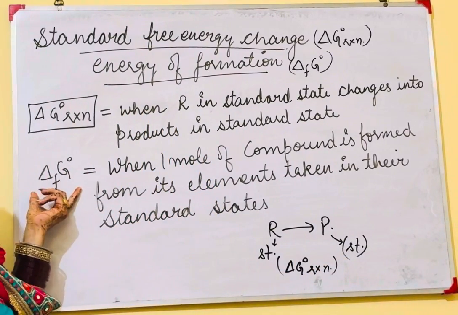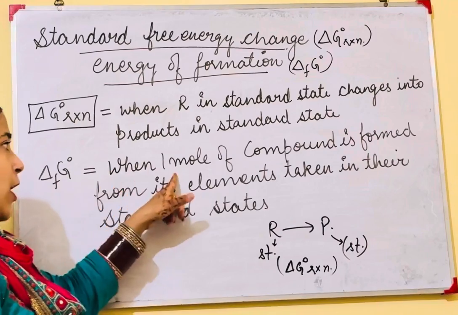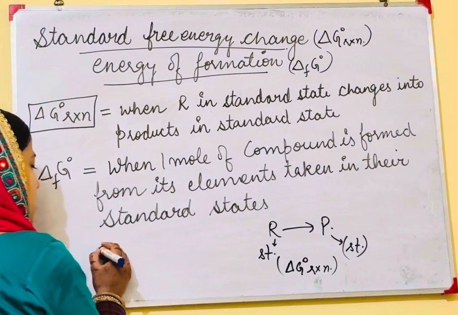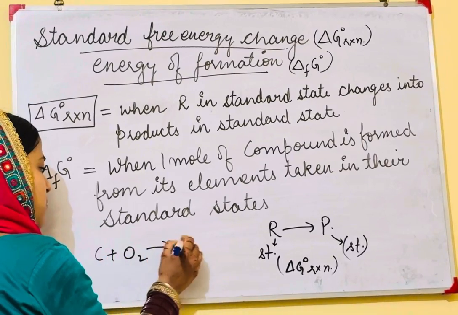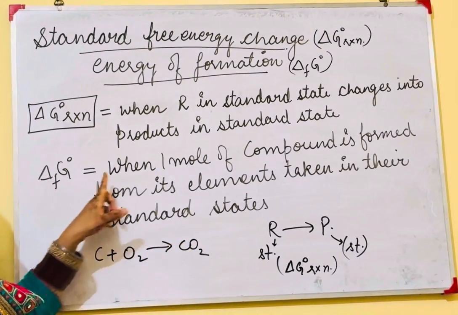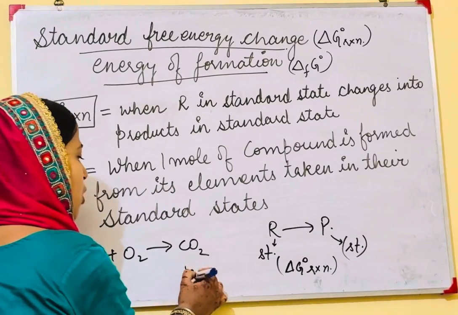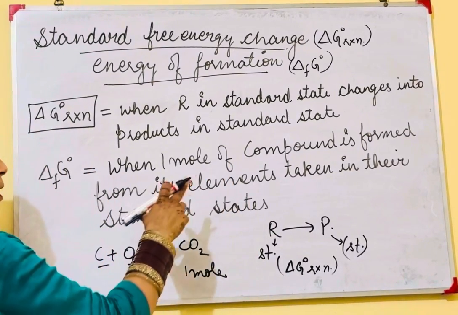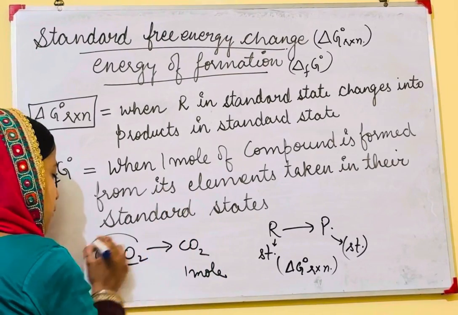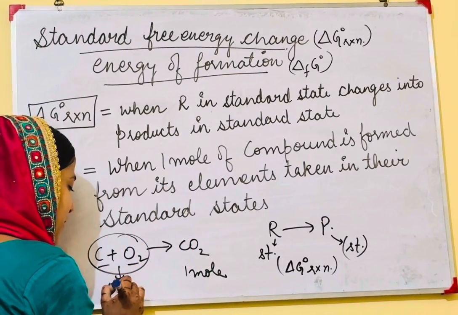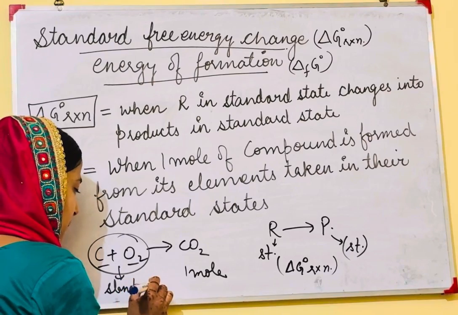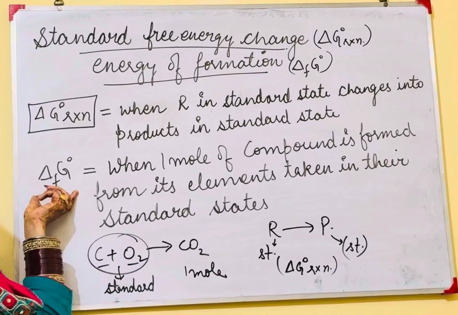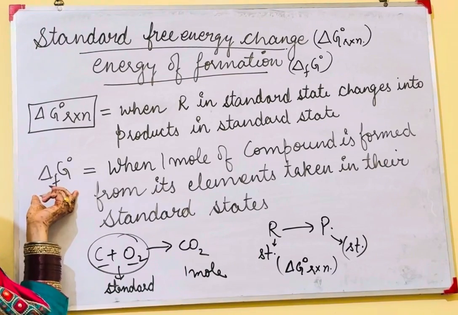Next, energy of formation. When 1 mole of a compound is formed from its elements, suppose carbon plus oxygen will form CO2. 1 mole of CO2 is formed from its elements taken in their standard states, and 1 mole of CO2 is formed, then it is called the energy of formation.